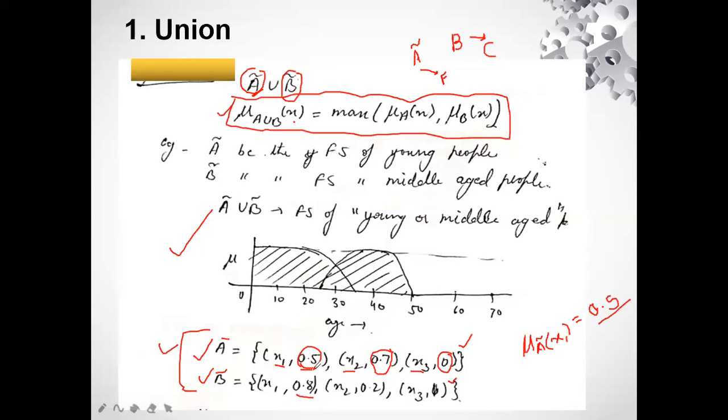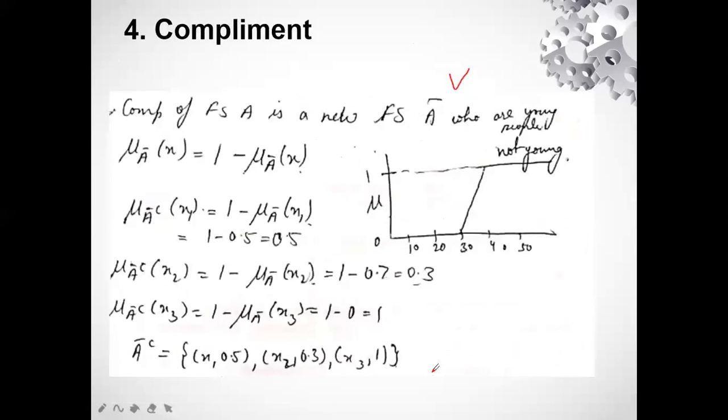So the 3 will be 0.5, 0.3 and 1. Okay, now the only thing is how do we write it? Mu A bar complement, that is a fuzzy set. X1 is equal to 1 minus mu A bar X1, that is 1 minus 0.5 is equal to 0.5. Mu A bar complement X2 is equal to 1 minus mu A bar X2. So that means 1 minus 0.7 is equal to 0.3.